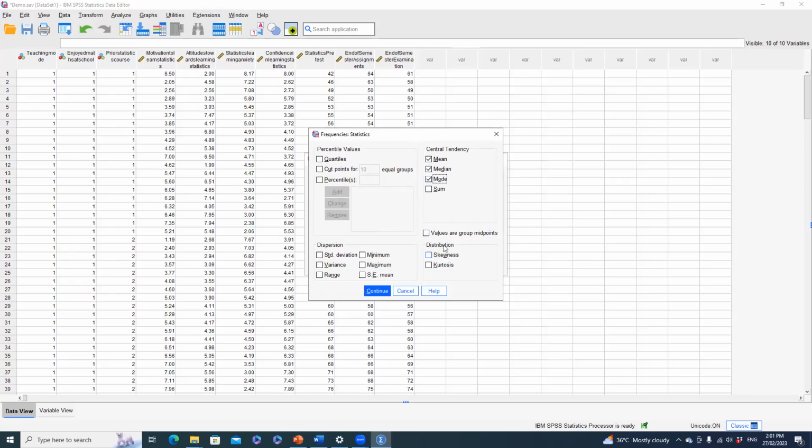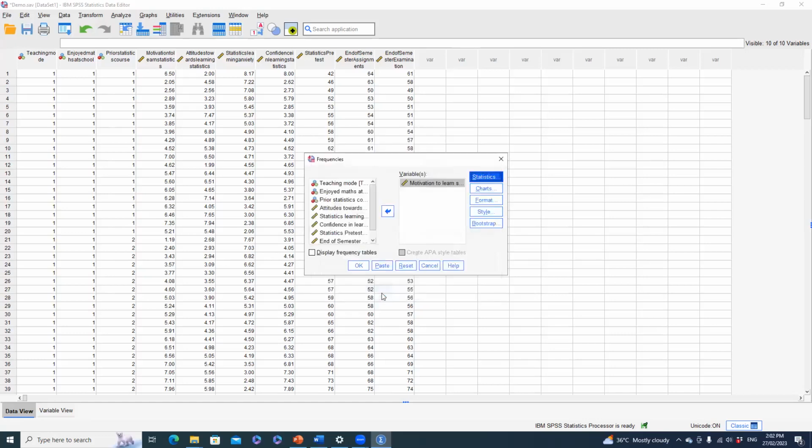I'm also going to get, and you'll recognize these terms, characteristics of my distribution, which are the skewness and the kurtosis. I'm also going to get measures of dispersion, like the standard deviation. I'm not going to worry too much about the range and so on, because they are of less value in terms of interpreting what I have. So I'm going to continue.